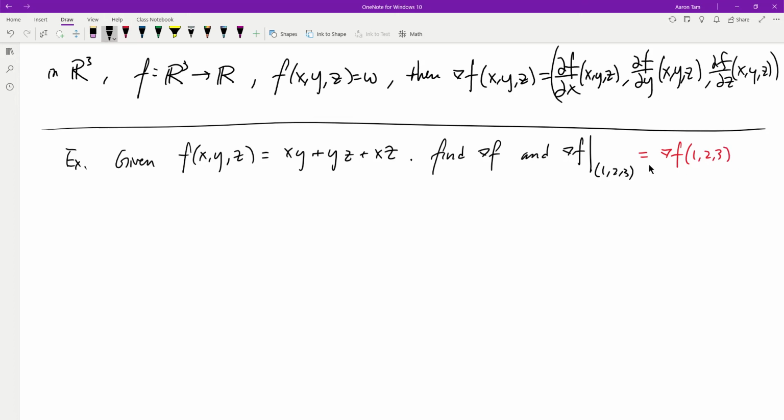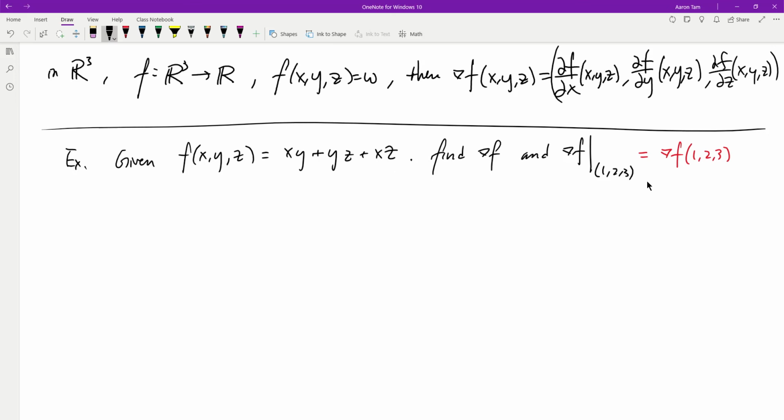Okay, the difference between these two is that this is kind of like function notation. So the gradient of f at (1, 2, 3). Well, this one is basically the gradient of f such that the input is (1, 2, 3). So they both mean the same thing, and sometimes you see me write one way, sometimes the other way. Just make sure you understand that both of them mean the same thing.